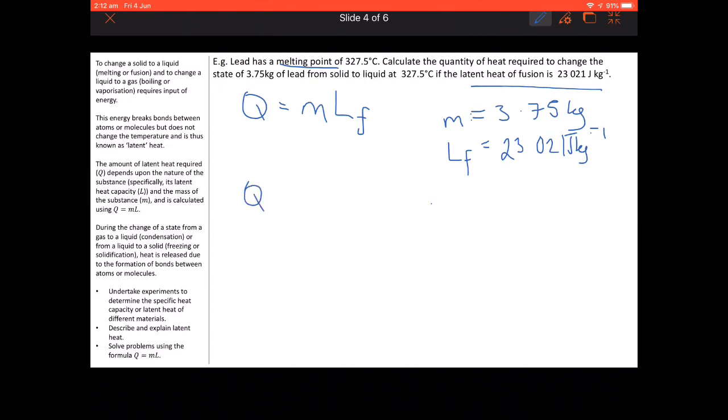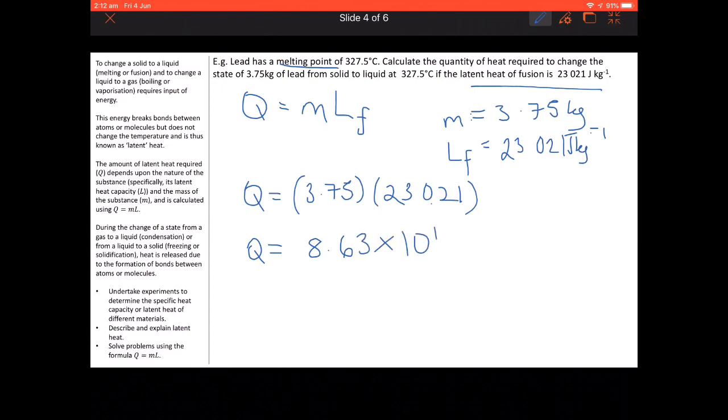So all we'll need to do is pop the mass into the formula and the latent heat of fusion into the formula, so 3.75 multiplied by 23,021, and our answer for latent heat will be 8.63 by 10 to the 4 joules. So that's the amount of energy or heat required to change the state of 3.75 kilos of lead from solid to liquid at 327.5 degrees.